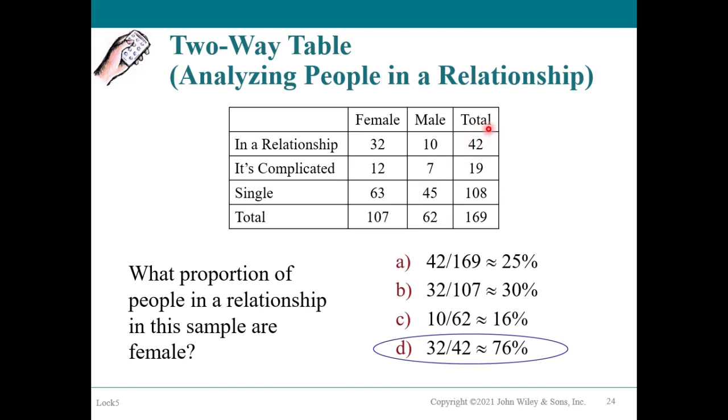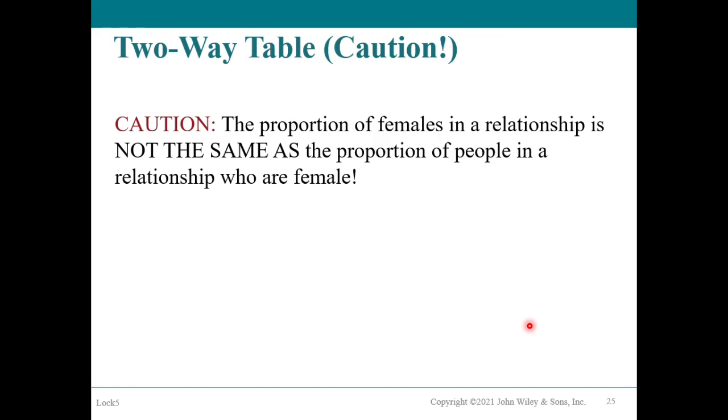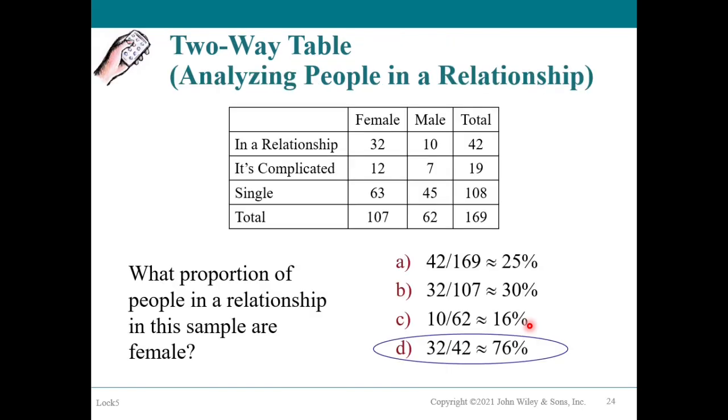So in a relationship this much, and in a relationship how many females? It is 32. So female frequency is 32. In a relationship frequency is 42. So 32 divided by 42 is roughly 76%. Right. So that's the easiest way to find solutions for these two-way tables.